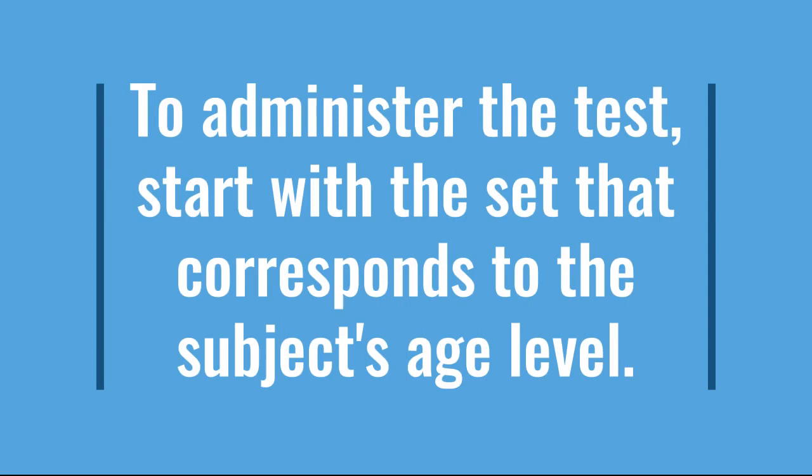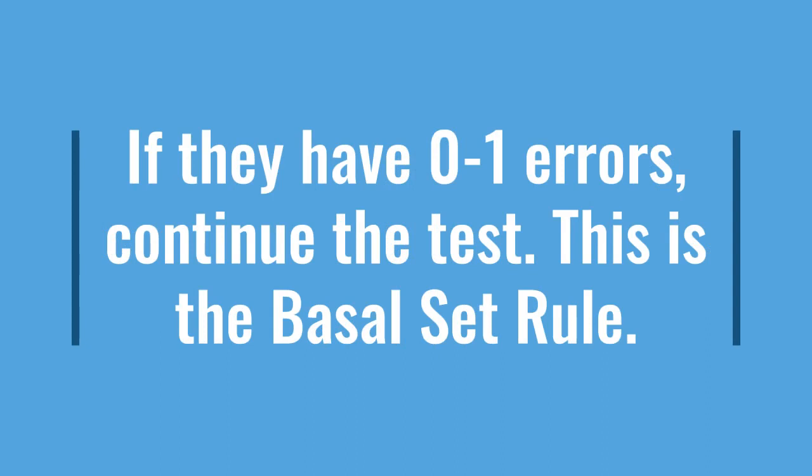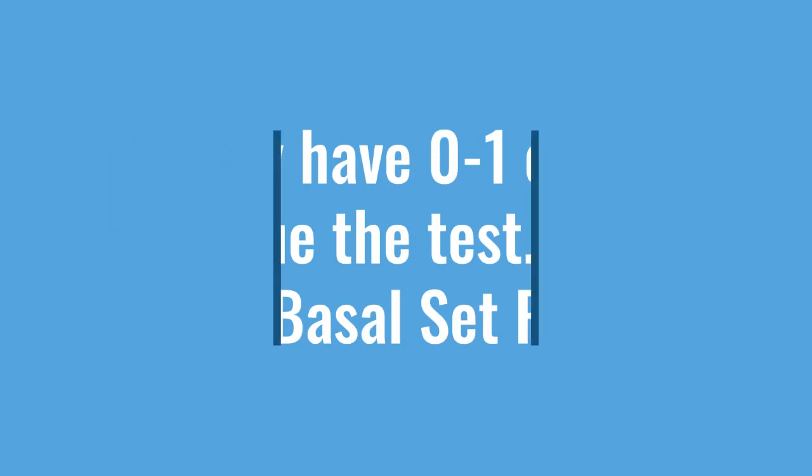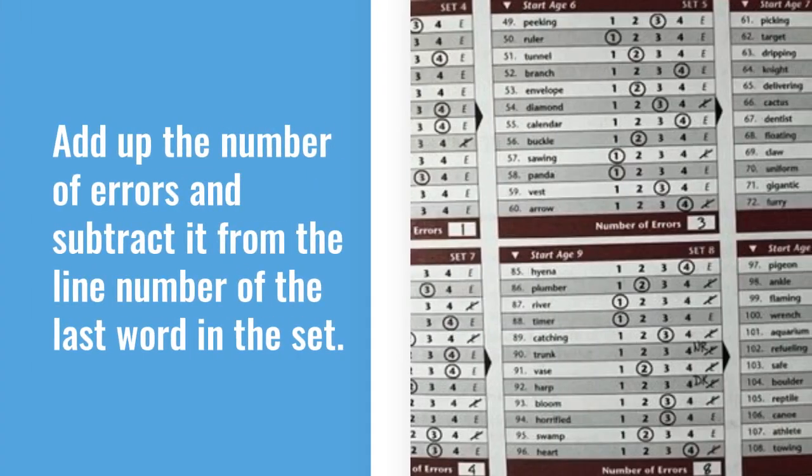To administer the test, start with the set that corresponds to the subject's age level. If they have 0 to 1 errors, continue the test. This is the basal set rule. The test stops when a subject scores 8 or more words incorrectly in a set, but you continue to the end of the set. Add up the number of errors and subtract it from the line number of the last word in the set. This will give you the raw score.